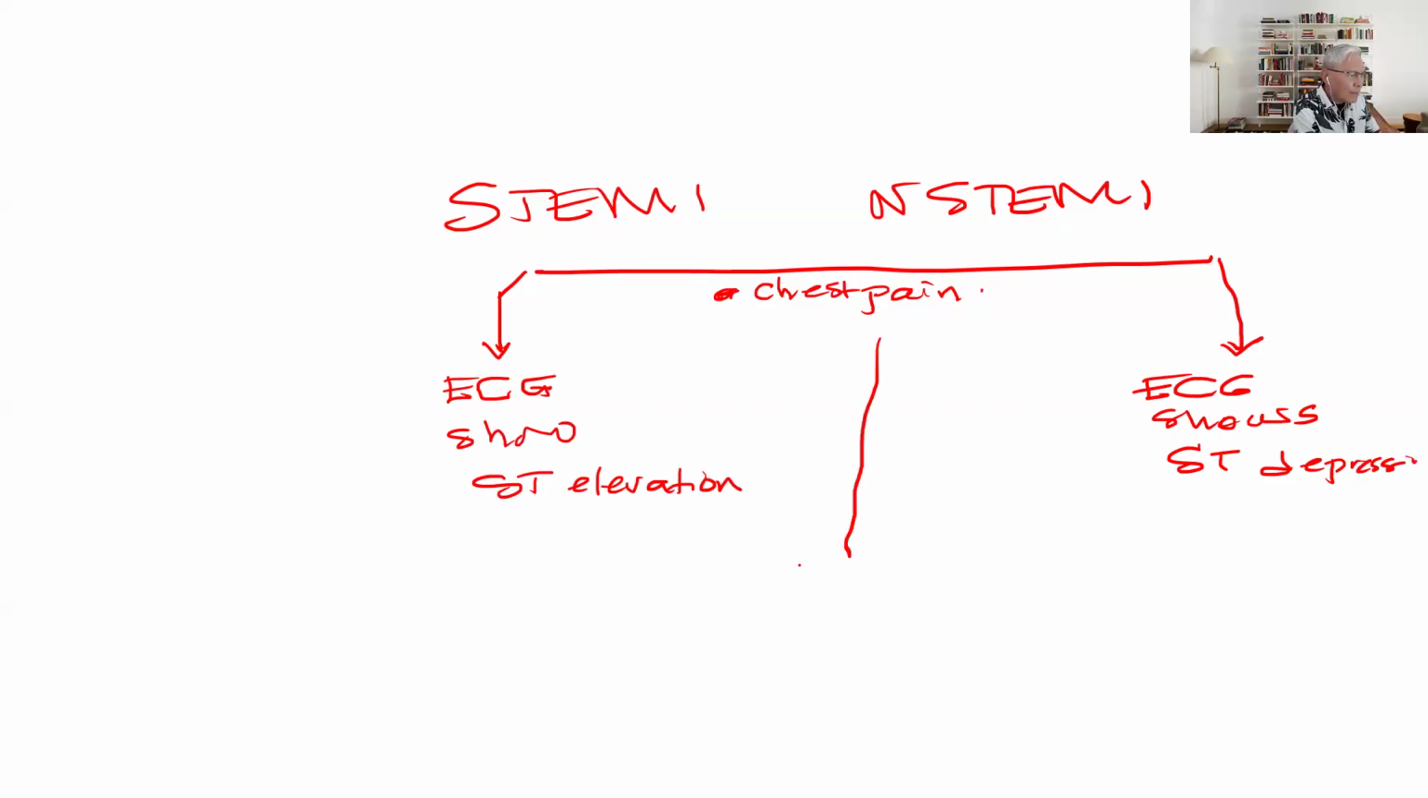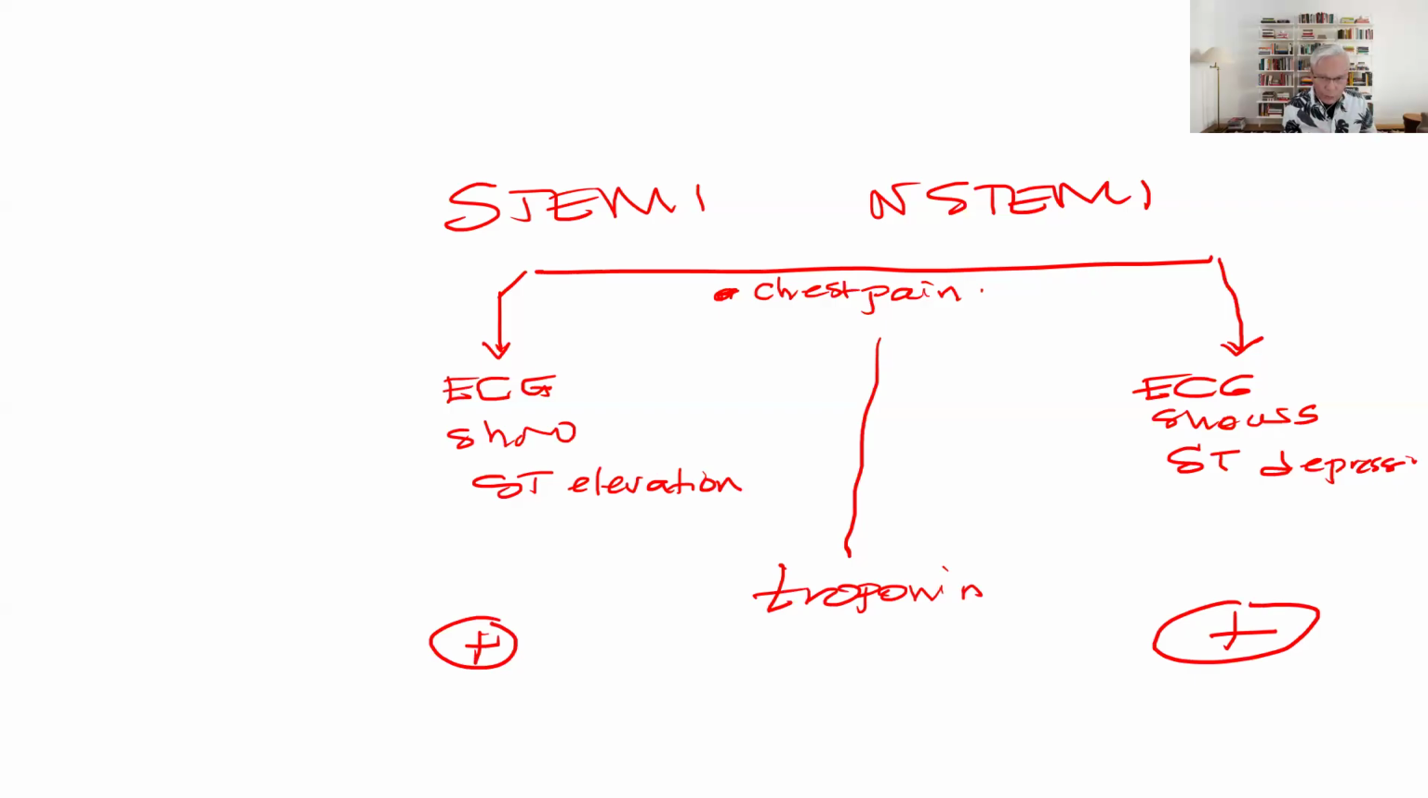For both of them, you're going to have to do a laboratory test, and that laboratory test is going to be troponin, right? So when we do a troponin, in non-STEMI, it's going to be positive. In STEMI, it's also going to be positive. That means to say that there is damage of myocardial tissue. If the chest pain is associated with a negative troponin, then this is what is known as unstable angina.